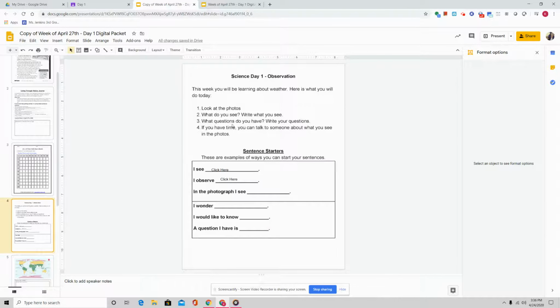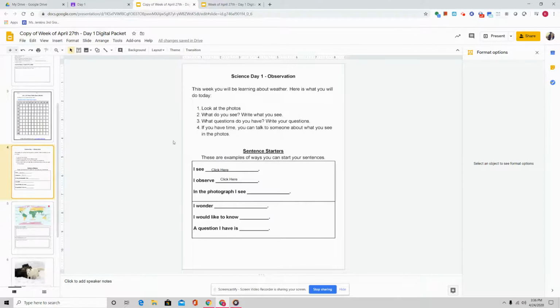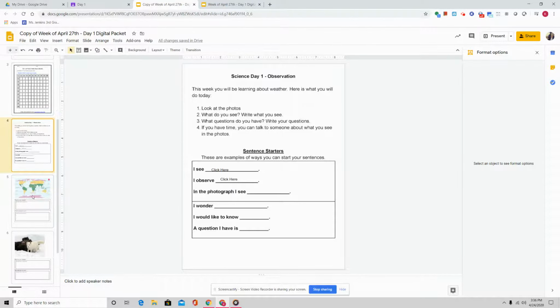So, Science Day 1 observation. This week, you will be learning about weather. Here is what you will do today. So look at the photos and down here, what do you see? Write what you see. Write the questions that you have. And if you have time, talk to somebody about it. Show your parents, show your siblings what you're looking at.